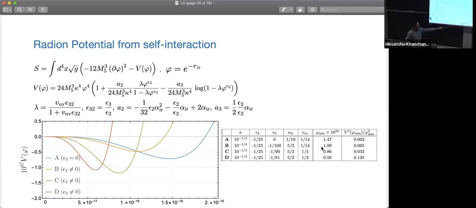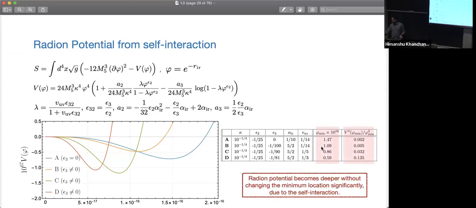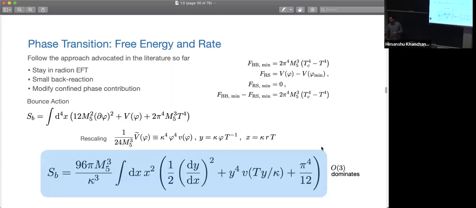Okay, so this is what this table is saying, that this phi min kind of stays, doesn't change much, but the second derivative changes a lot. And this we will see changes the bounce action by orders of magnitude and changes the rate by orders of magnitude. Okay, so this is the thing that I wanted to point out, is that the potential becomes deeper as you make the self-interaction bigger. And it's kind of expected because making self-interaction bigger is saying there's more breaking of CFT in the infrared. So this is going to make the radion heavier and heavier. So it's not a surprise.